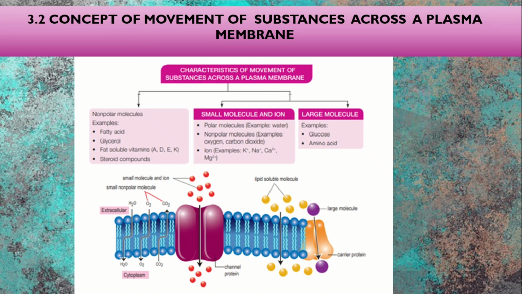Now let me discuss the subtopic 3.2 about the concept of movements of substances across a plasma membrane. It involves the non-polar molecules that consist of the fatty acid, cholesterol, vitamin A, D, E, and K, which are the fat-soluble vitamins, and the steroid compound. The other two types are the small molecules and ions, consisting of the polar molecules, non-polar molecules, ions. And also another one is the large molecules that consist of the glucose and amino acid.